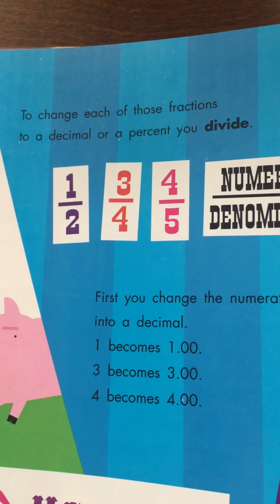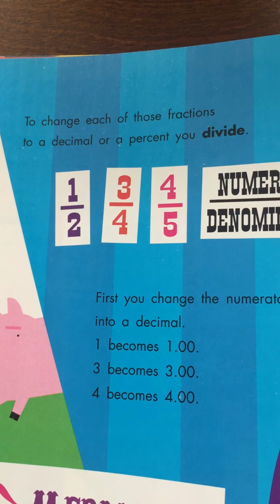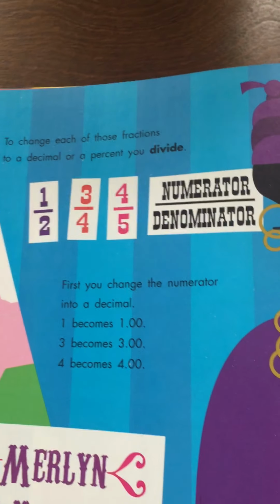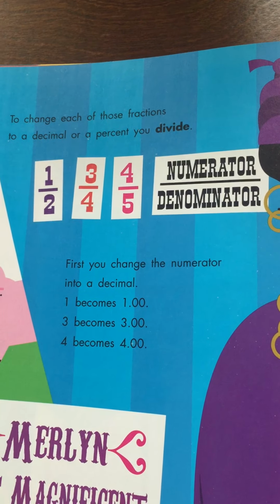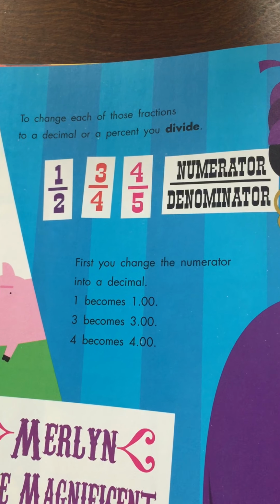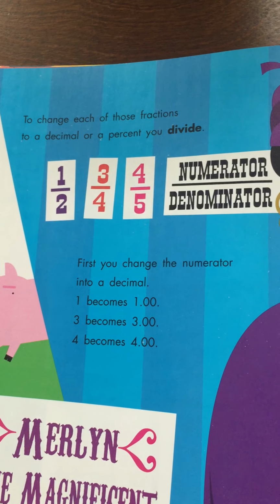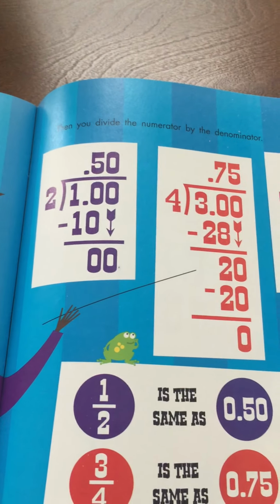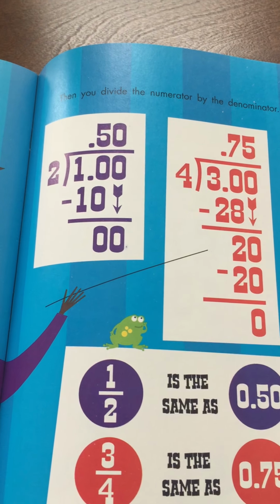To change each of these fractions to a decimal or a percent, you divide. 1 over 2, 3 over 4, 4 over 5. First, you change the numerator into a decimal. 1 becomes 1.00, 3 becomes 3.00, 4 becomes 4.00. Then you divide the numerator by the denominator.